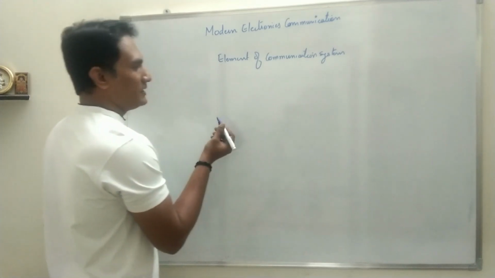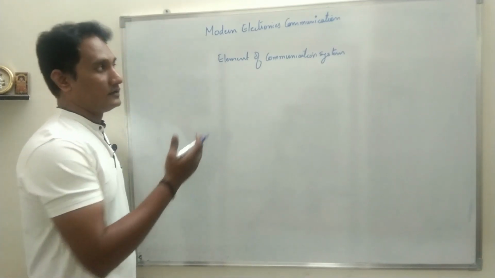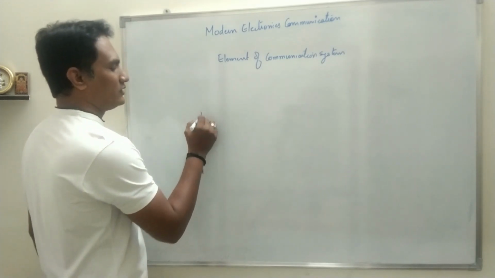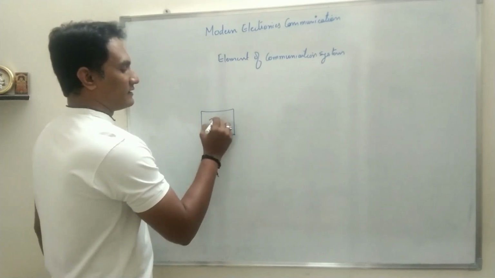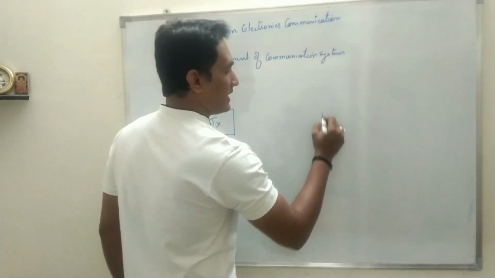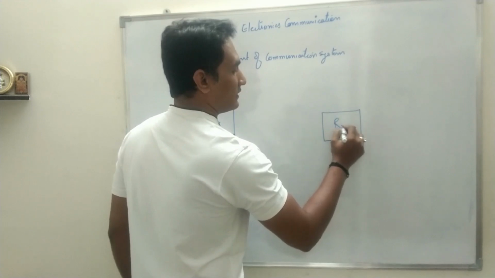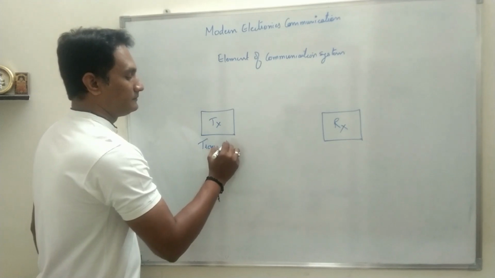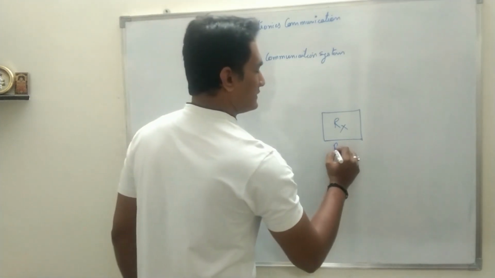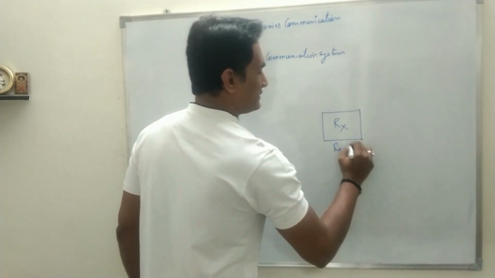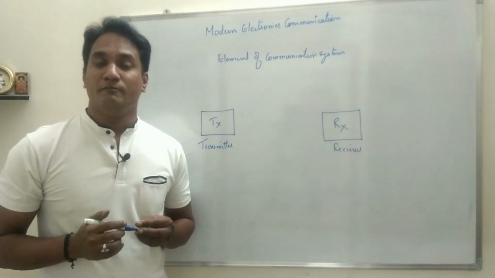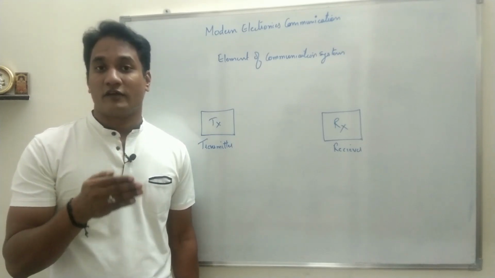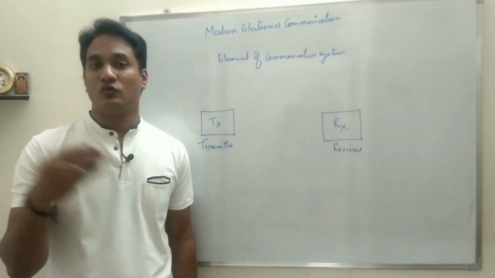So basically, when we are trying to understand modern electronic communication, the basic devices are a transmitter, represented by TX, and a receiver, represented by RX. This is a transmitter and this is a receiver. Basically, what we mean by communication is transfer of information from one point to another.